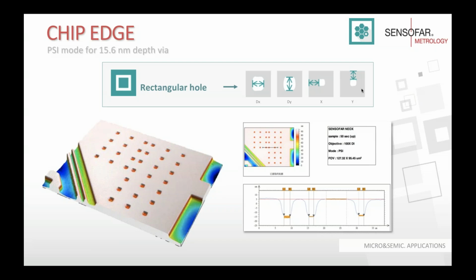These chips here, we're looking at about 15 nanometer depth vias. So this would be beyond what we would expect the confocal to measure, and we would utilize our interferometer to handle such types of samples.